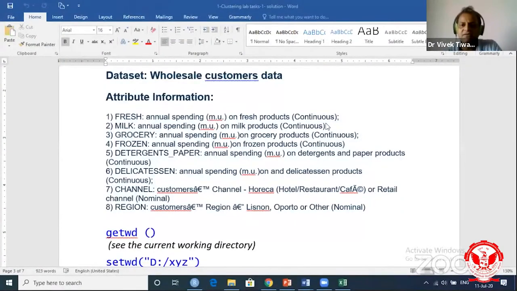It is written as continuous, which means it is a numerical variable. Similarly, the next feature, milk, is also annual spending, maybe in rupees, on milk products. Grocery is similarly annual spending for another item set. So these are the numerical variables.